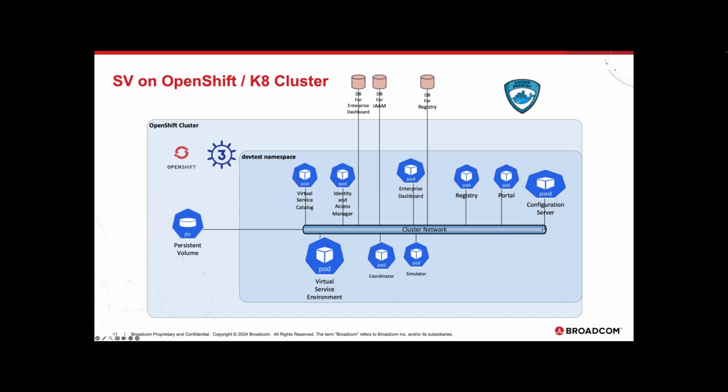So as you see, we have created a DevTest namespace, and all of the pods, basically the different components of DevTest, are deployed in this particular namespace. As you see over here, we have virtual service catalog, identity and access manager, enterprise dashboard, registry, portal, configuration server, virtual service environment, coordinator, and simulator. And also we have the persistent volume attached to this DevTest. I'll talk more about persistent volume later, but I'm telling you that we need a persistent volume as well.